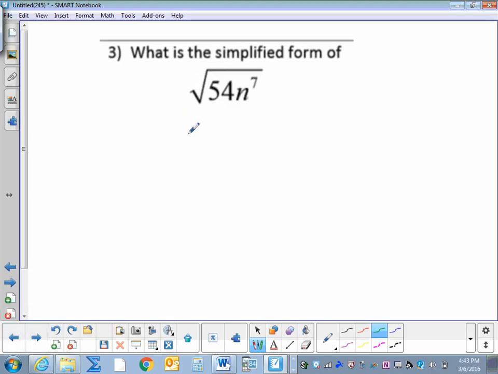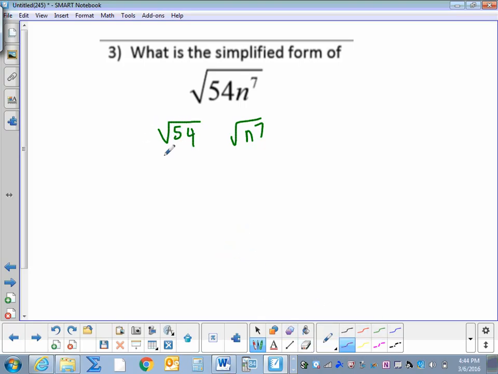What is the simplified form of the square root of 54 n to the 7th? So we have a number and a variable. To simplify this, we're going to look at it separately as the square root of 54 and the square root of n to the 7th. We're going to simplify both and then bring them back together.